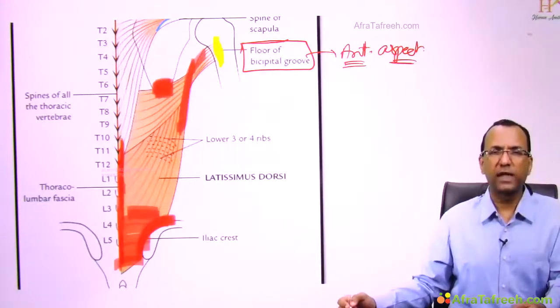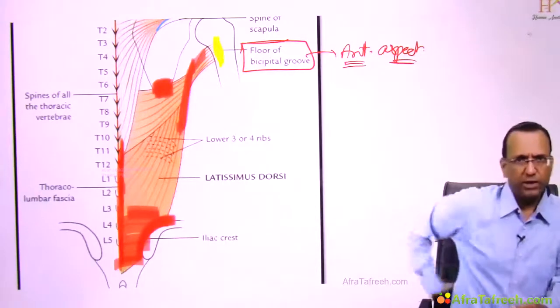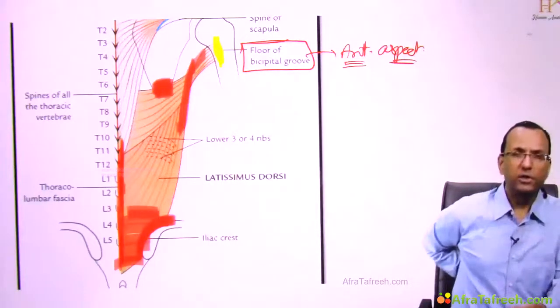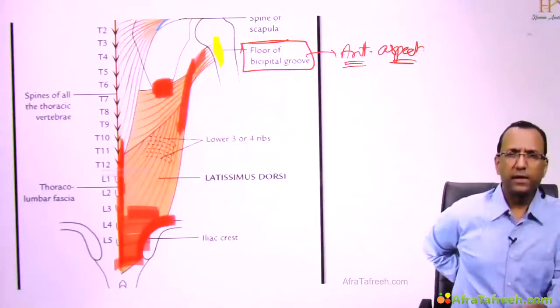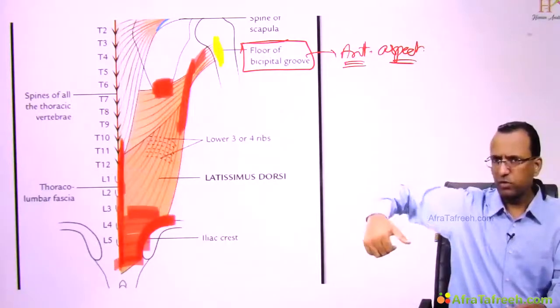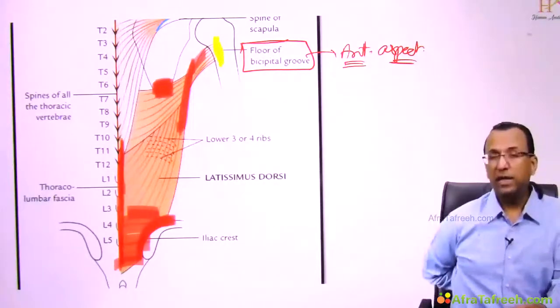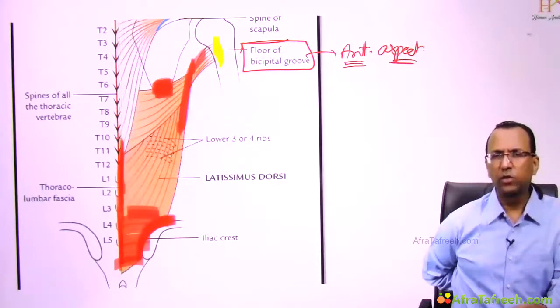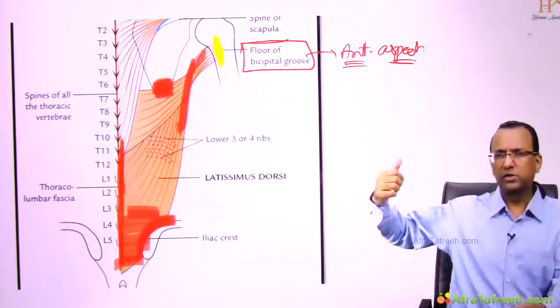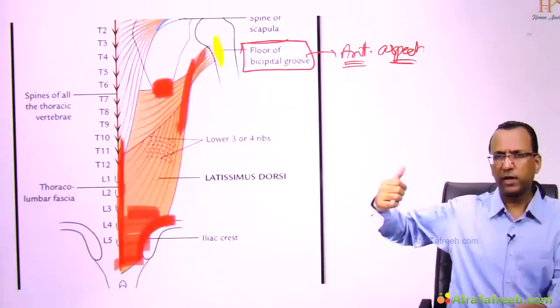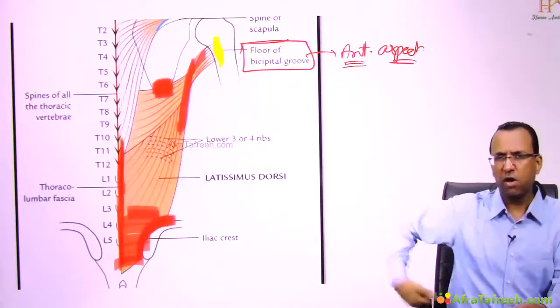It will help you to scratch the back. Scratch the back means scratch the back like this. It will pull the humerus bone like this to the back. See, the origin is fixed, the insertion is moving. Who is the insertion? Humerus. So the insertion is moving, pulling the insertion towards the origin.